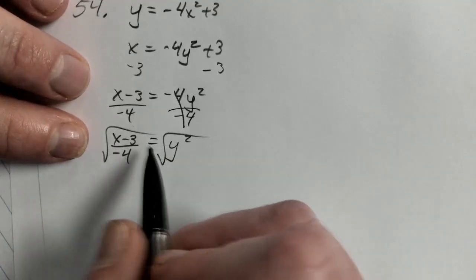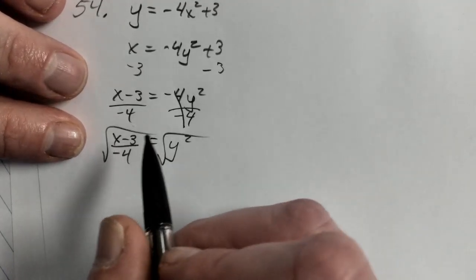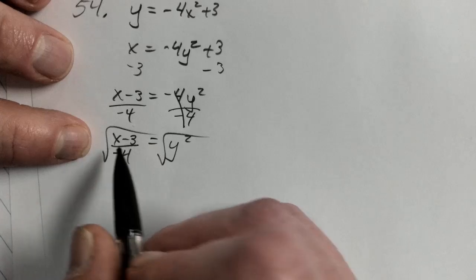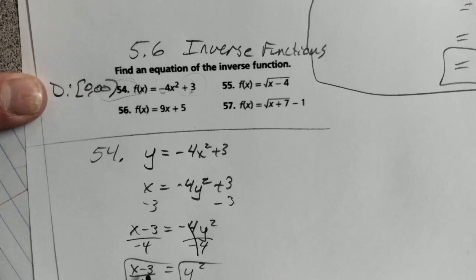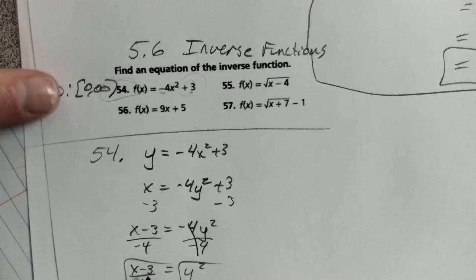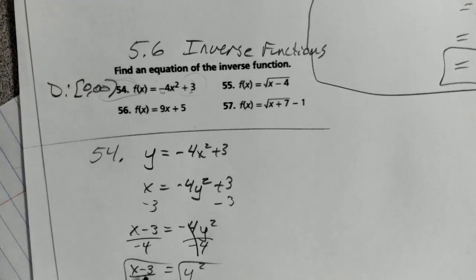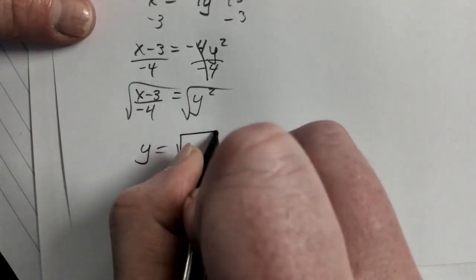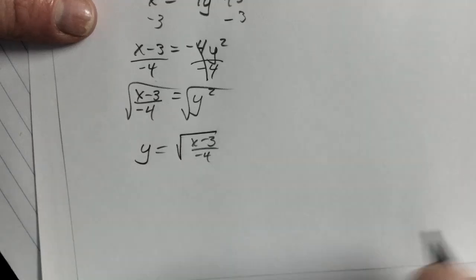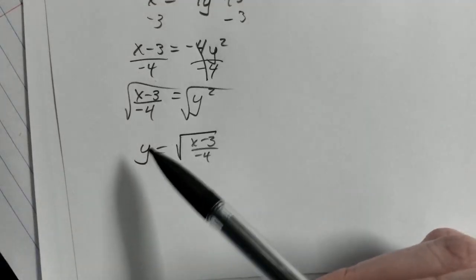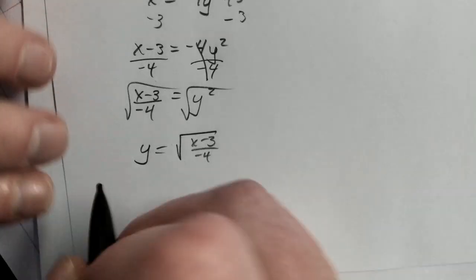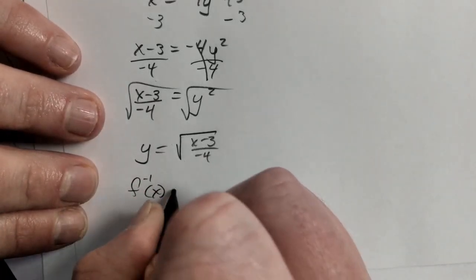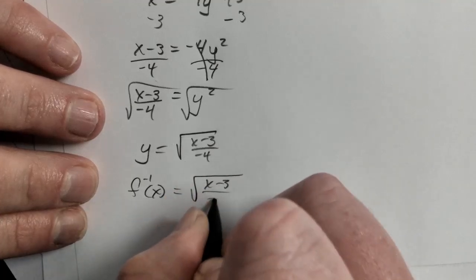And normally, when we square root, we get positive and negatives, right? When we're solving an equation and we take a square root, we get positive and negatives. But the domain restriction allows me to ignore the negative side. Does that make sense? Okay, good. So this now gives me y equals the square root of x minus 3 over negative 4. Now that I have y by itself, I have to replace it with inverse notation. That is f inverse of x equals the square root of x minus 3 over negative 4.